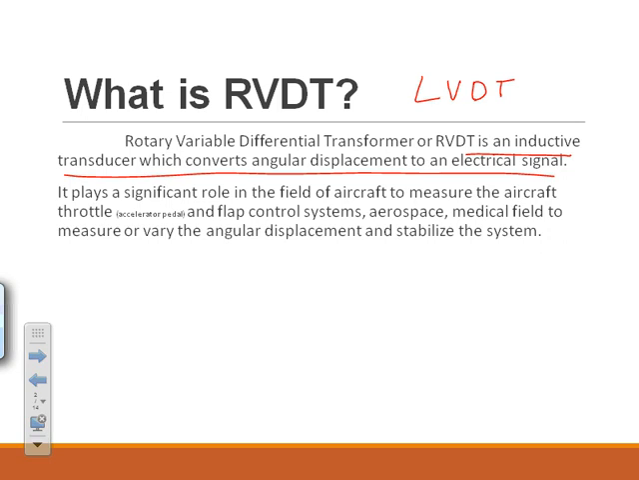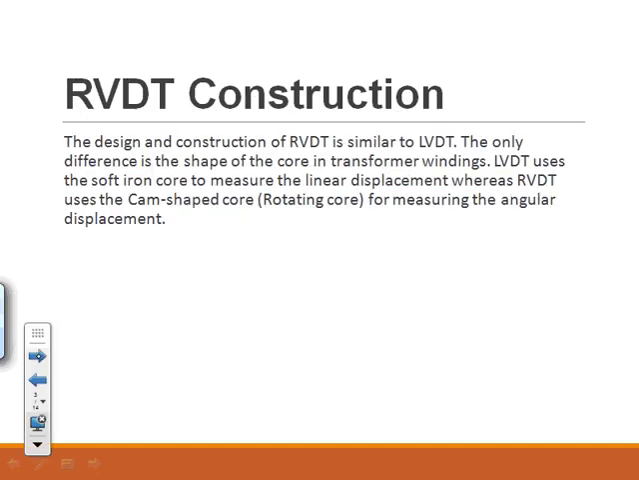And it plays a significant role. This type of transducer is mainly used in aircraft throttle and flap control systems, and it can also be used in aerospace and the medical field to measure or vary the angular displacement and stabilize the system. So these are some applications.